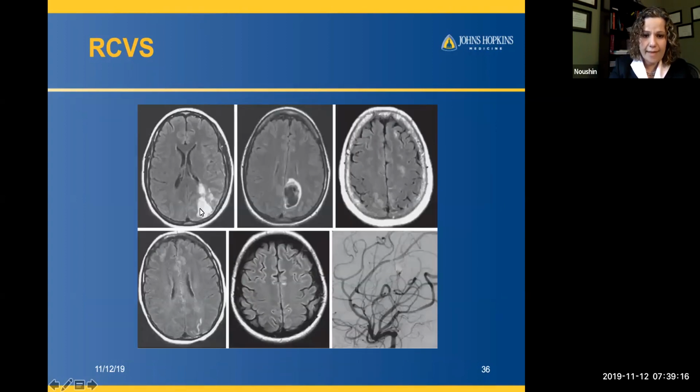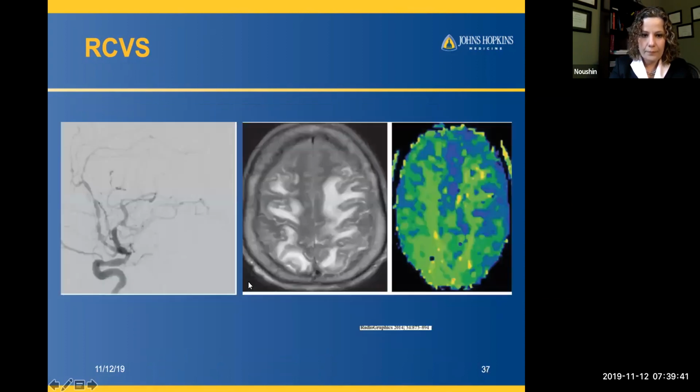This is a different example. Patient presented with lobar hemorrhage, also areas of subcortical edema, and also areas of small amount of subarachnoid hemorrhage within the sulci. Like here is a left parietal convexity subarachnoid hemorrhage. There's a little bit of subarachnoid hemorrhage in this left frontal sulcus, and the cerebral angiography showed areas of narrowing.